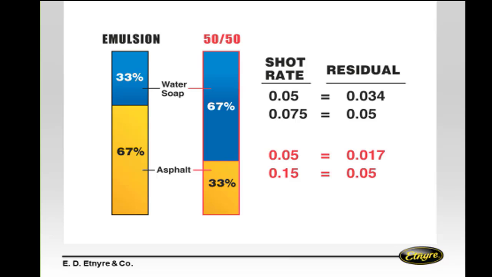On top of that, you change your residual asphalt rates. As you can see here, a 67-33 at a shot rate of 0.05 gives you a residual of 0.034. If you go to 0.75, your residual is 0.05. Now, if you add 50% more water to that, it changes completely the opposite. You would spray at a 0.05, your residual is 0.017. You would have to shoot a shot rate of 0.15 to get a residual of 0.05.